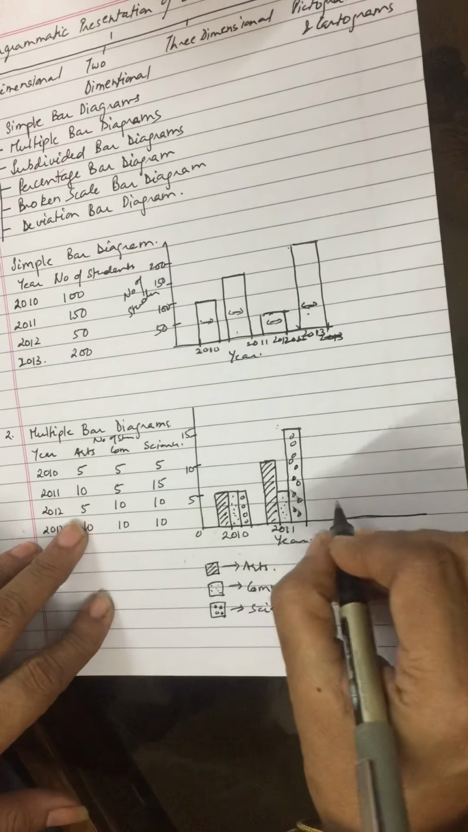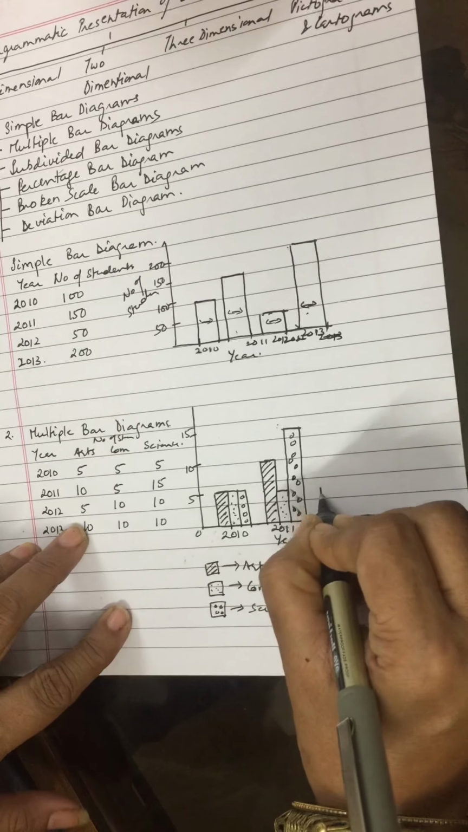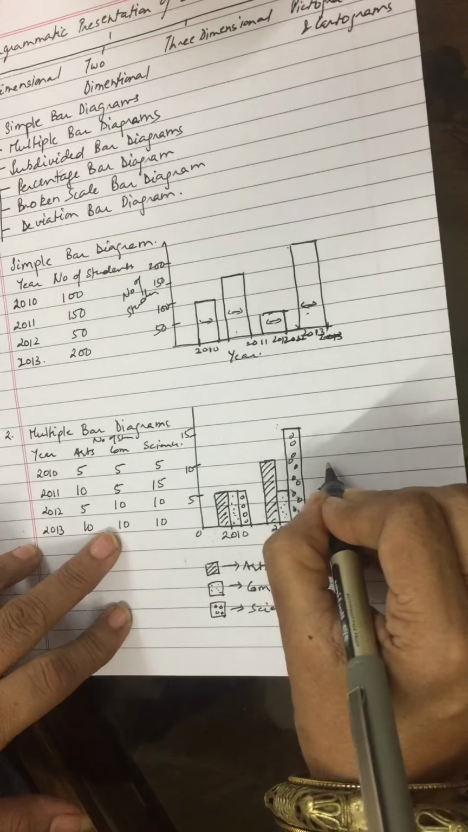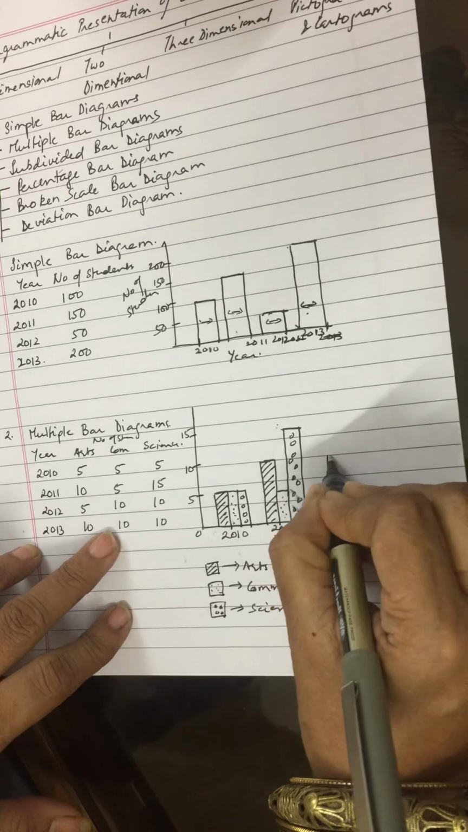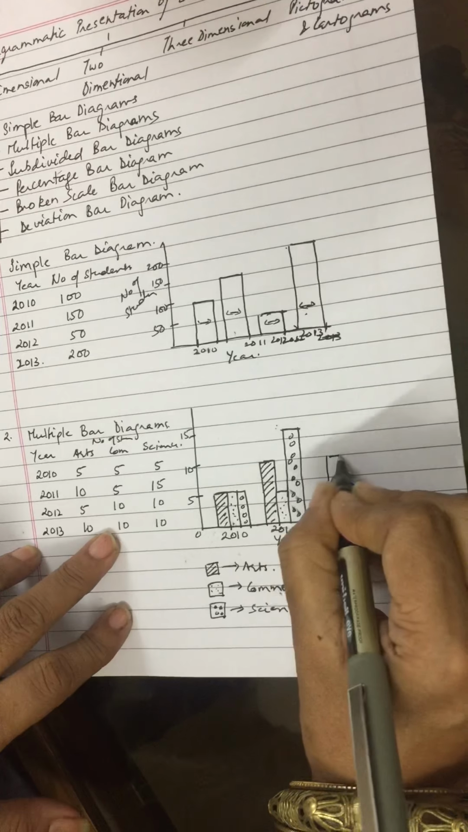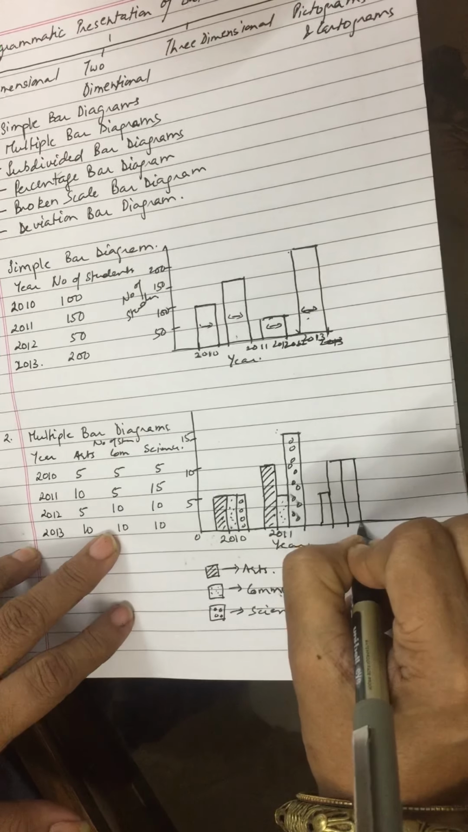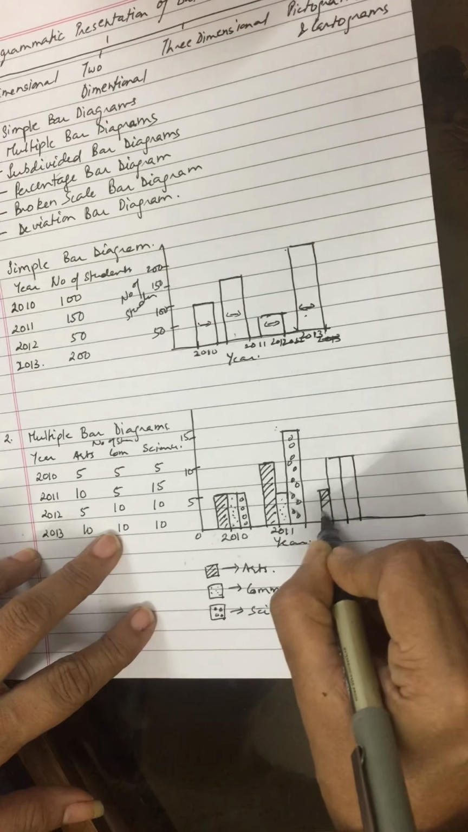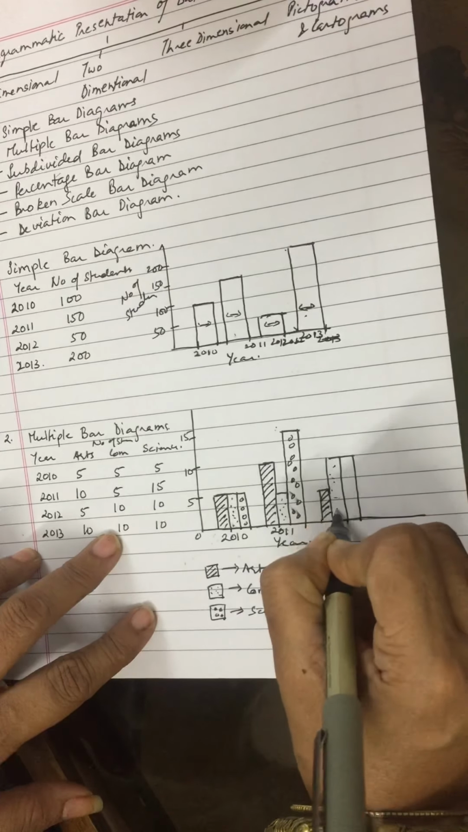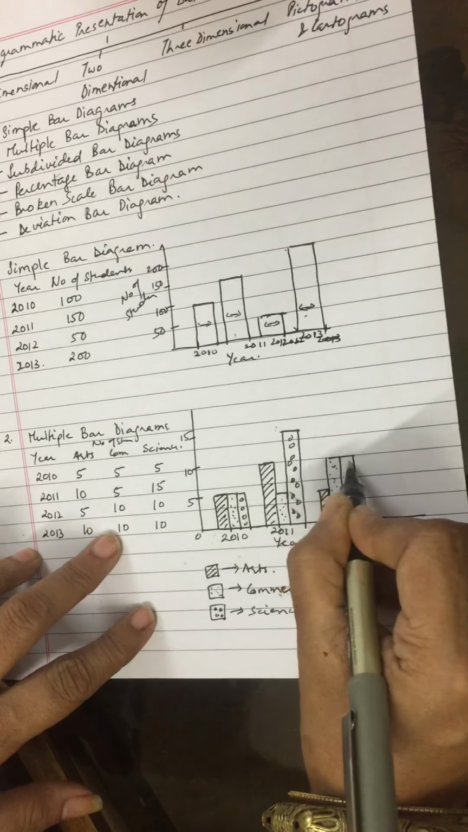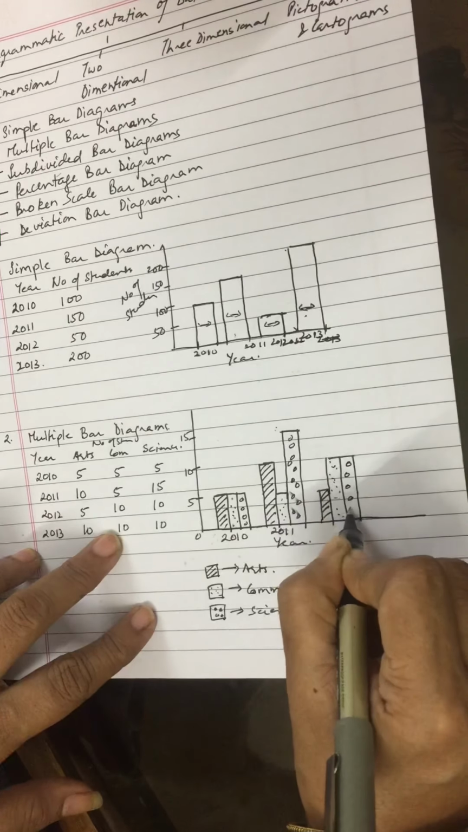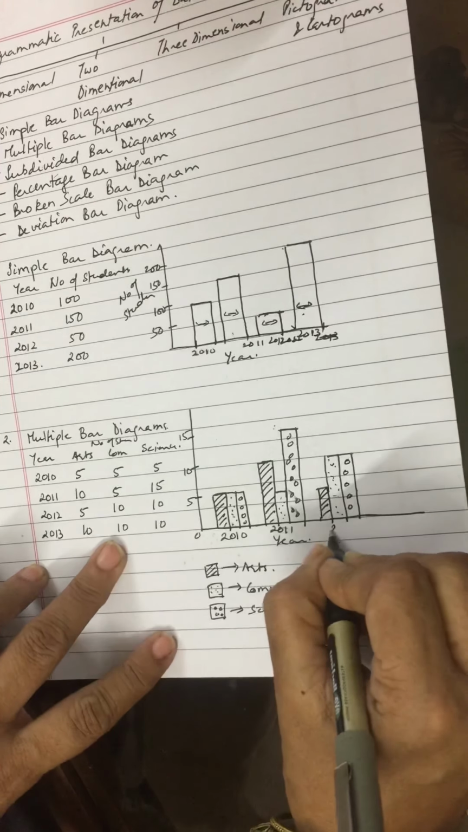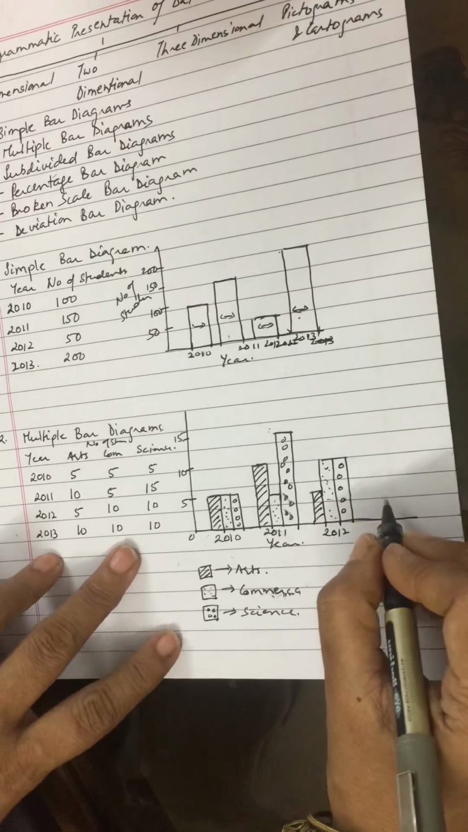Similarly, I draw for 2012, that is the first value is 5. The next value is 10 and the third value is also 10. See, I'm drawing freehand, that's why the curves are not of equal width. But whenever you are drawing, you have to make an effort and put all the curves of a same width. So this is the case of 2012.